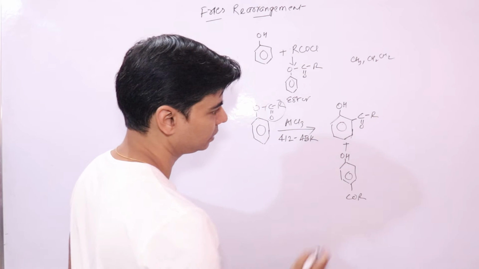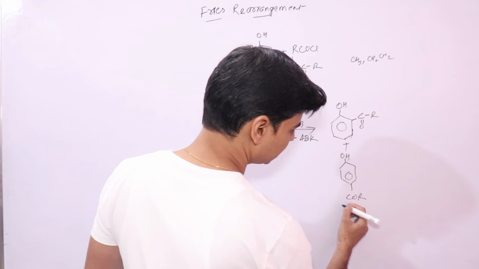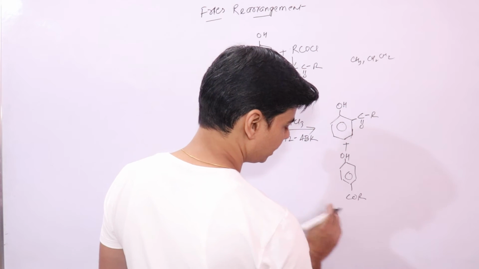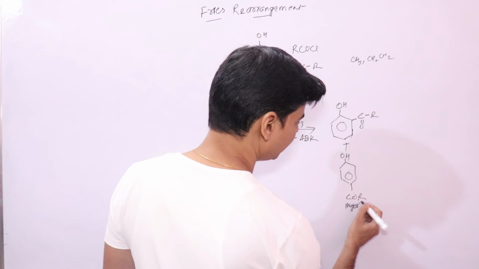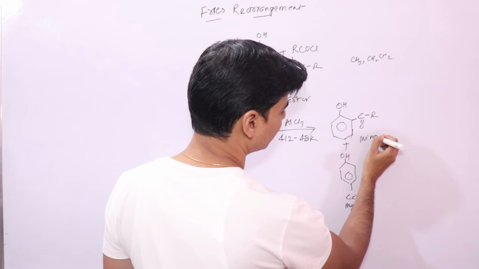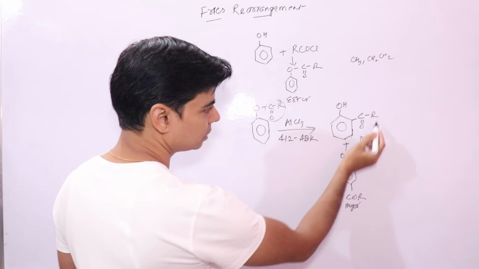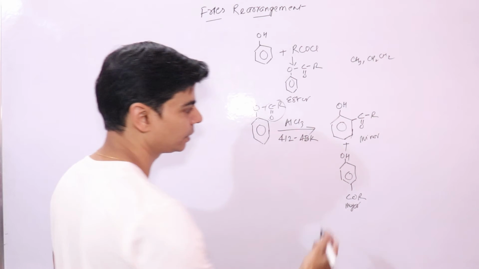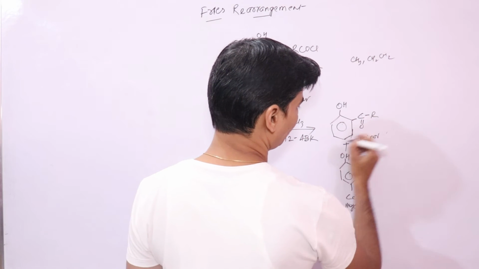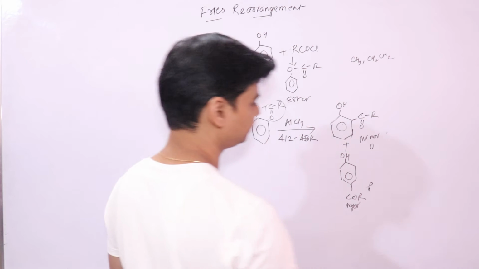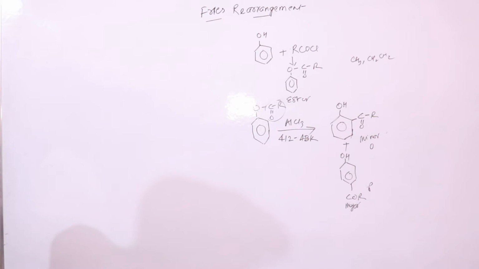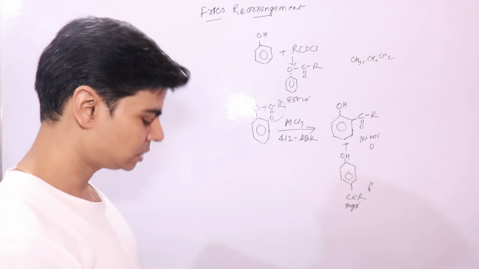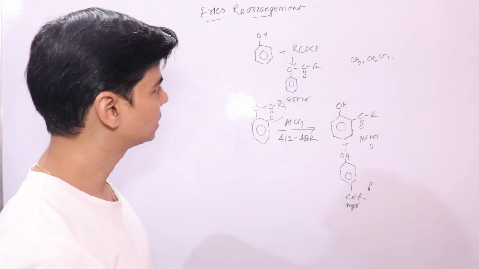Ortho and para product, and this one would be more stable. The ortho would be in major quantity and the para in minor quantity, but at higher temperature the ortho isomer can be in major quantity. So this is your ortho and this is your para. Now let's look into the mechanism of this reaction, how this reaction occurs. Just remember one thing in these two reactions.